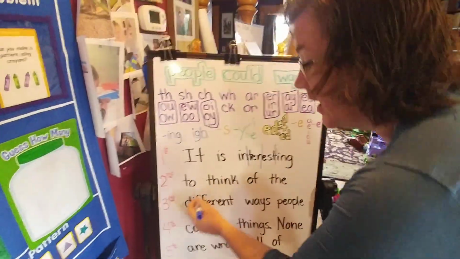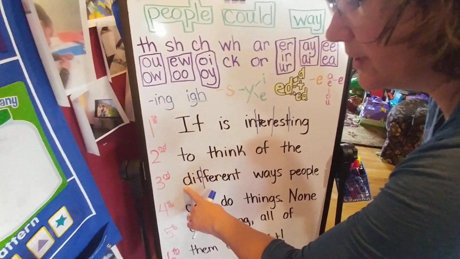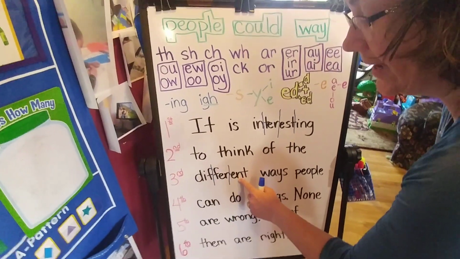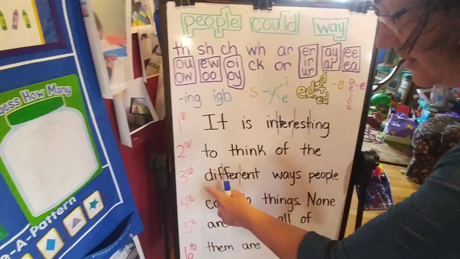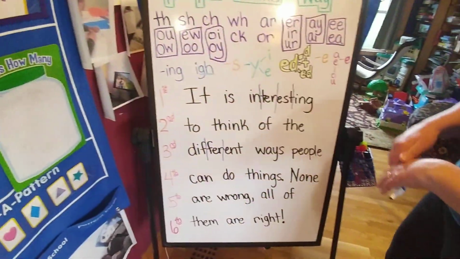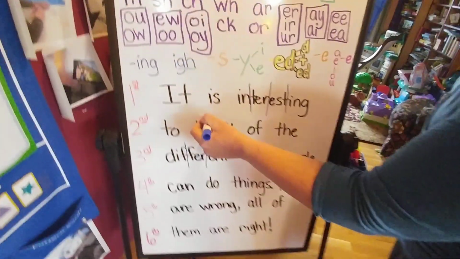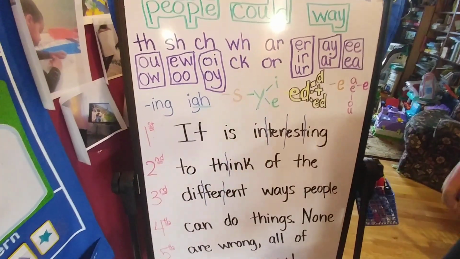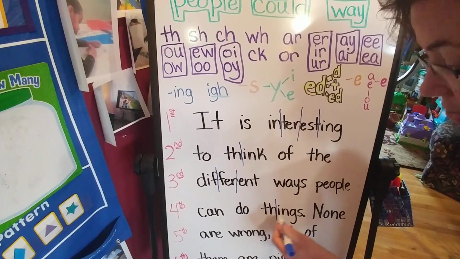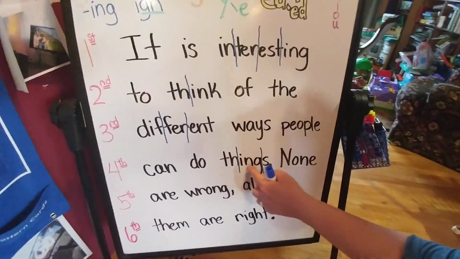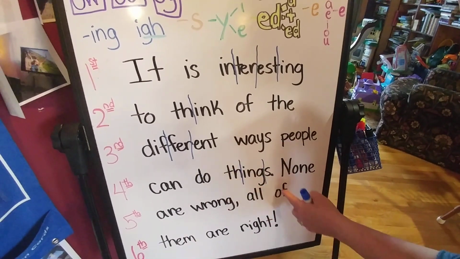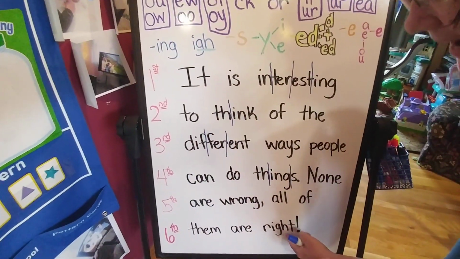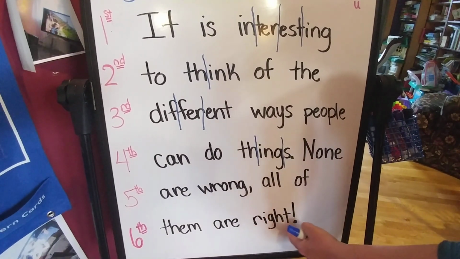All right, I'm going to go down here. I see this word. Get your mouth ready. Diff, fur, ent. Different. And then I see a couple words that are long that I'm just going to have to sound out, like this one. Get your mouth ready for that TH. Think. And I see this one. We have a th, an ing, and an s. Things. And look down here. I see I have an r, and I have my IGH. Right.